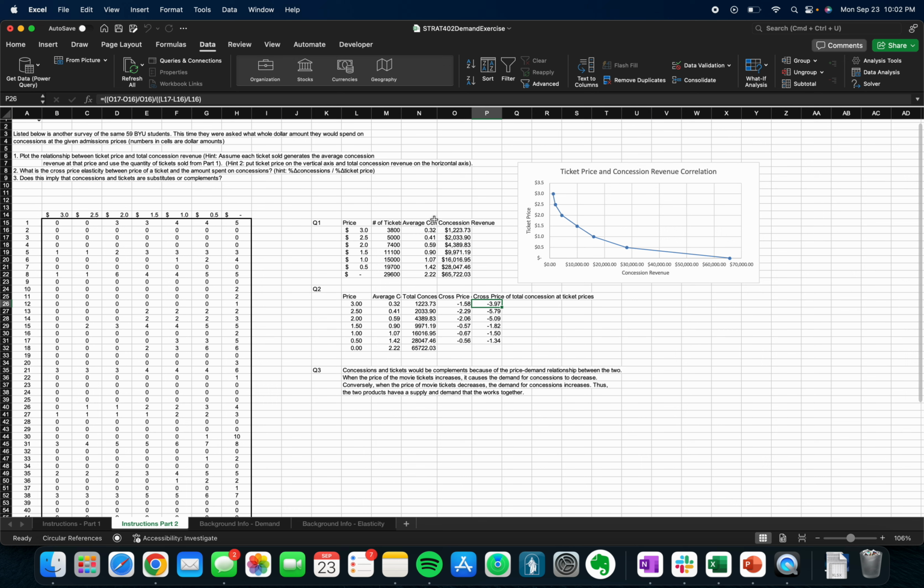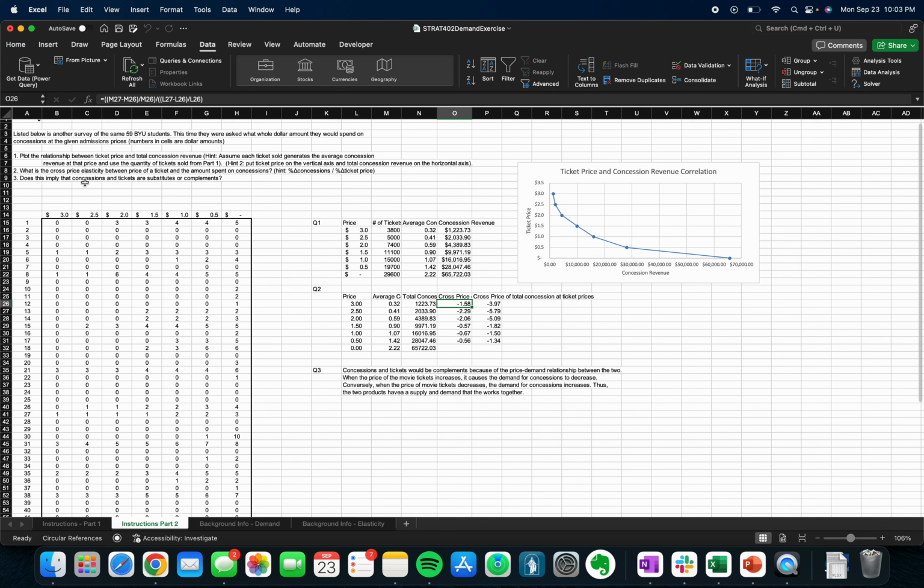Same exact thing over here, except instead of using the average concession price, we were using the total concession, and we were using that as it relates to the price of the movie ticket. And that is where we get each of these numbers. You can see that it's elastic while the price is very high. When people are spending $3 on a movie ticket, they are less apt to go ahead and buy concessions. When prices are really low, the demand for those concessions is actually very high.